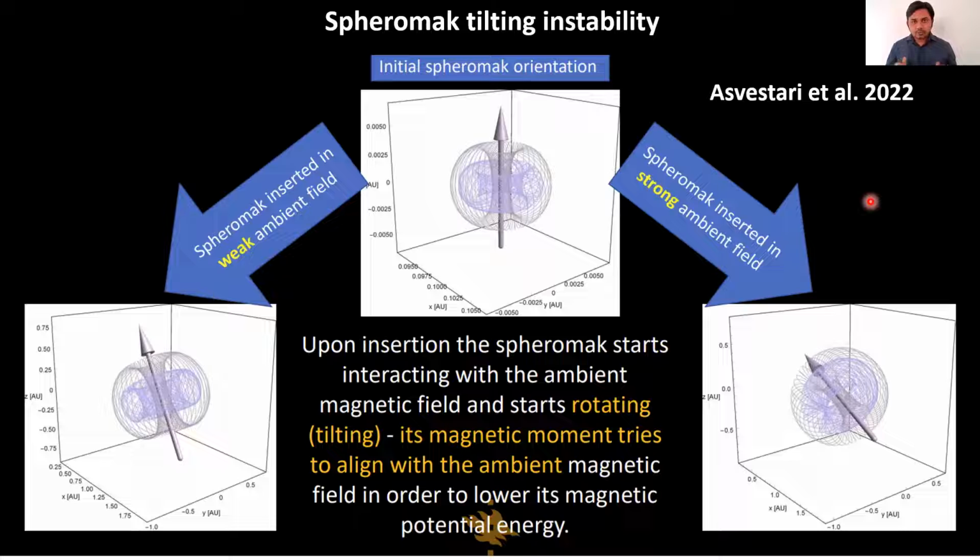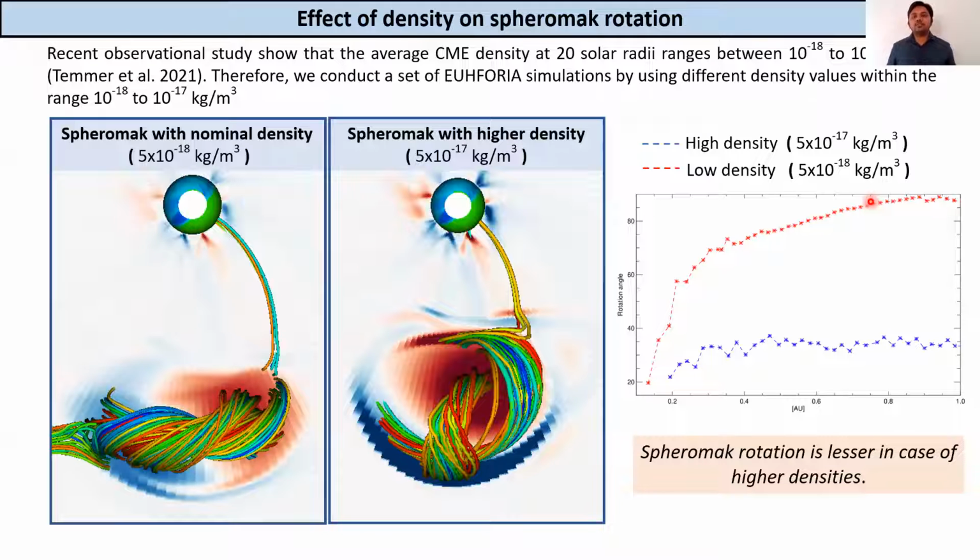Now we have further studied whether the input parameters of the model have any effect on the spheromak rotation. Motivated by the recent observational studies by Temmer et al. of 2021, they have proposed that the CME density at 1 AU can vary from 10 to the minus 18 to 10 to the minus 17 kg per cubic meter. Earlier we were using a default value for the CME for every EUHFORIA run, that means all the work done on EUHFORIA until now, which was 10 to the minus 18.